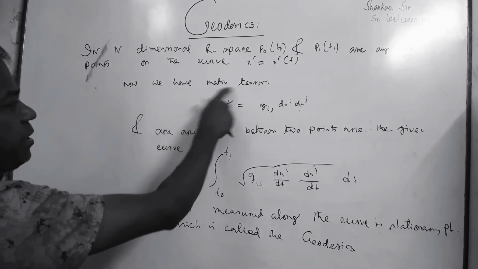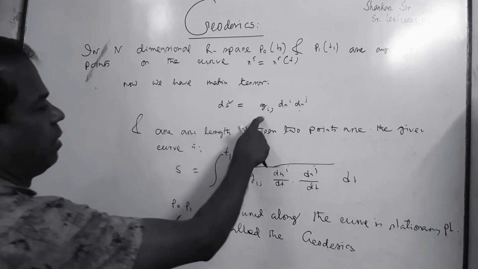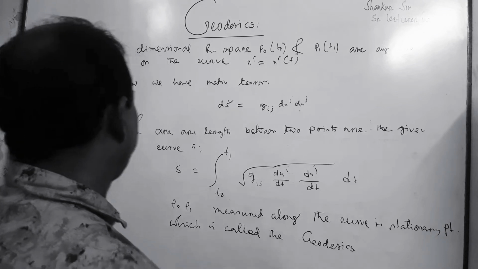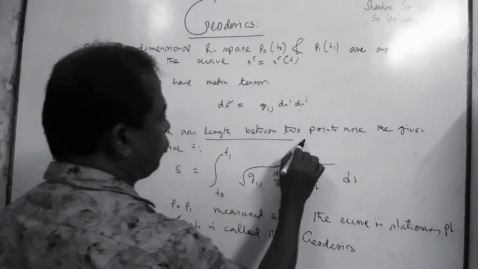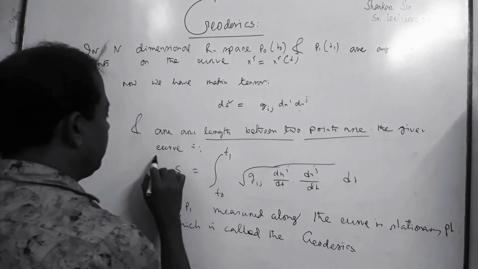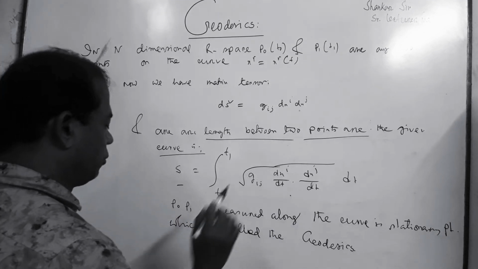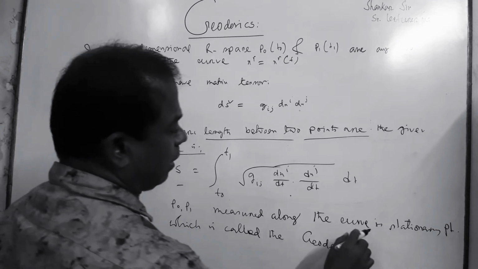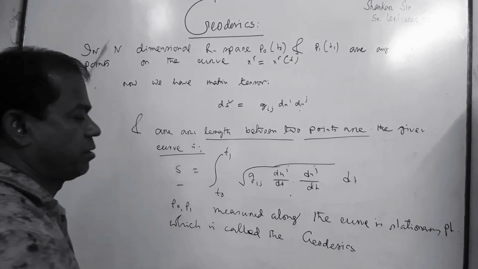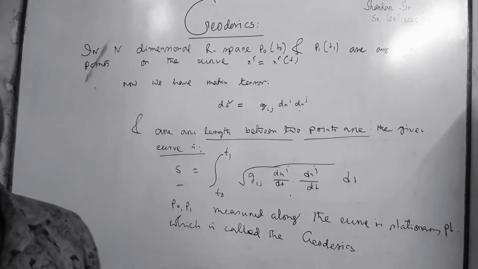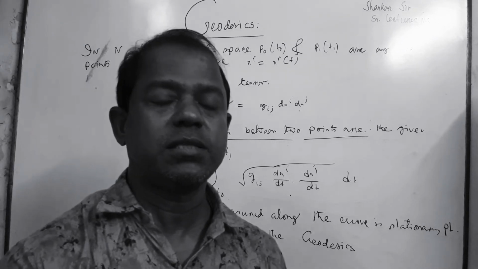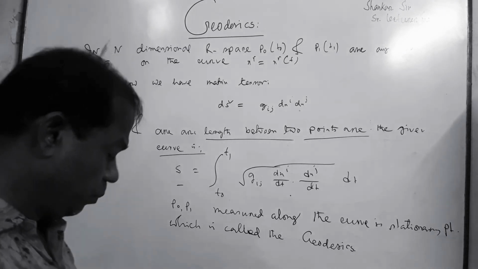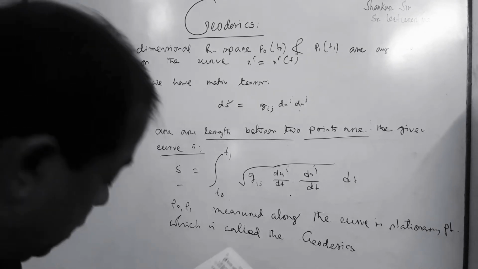Now we have matrix tensor ds square equal g ij dxi dxj. The length between the two points on the given curve is equal to S, where P0 and P1 measured along the curves is the stationary point, which is called the geodesic.